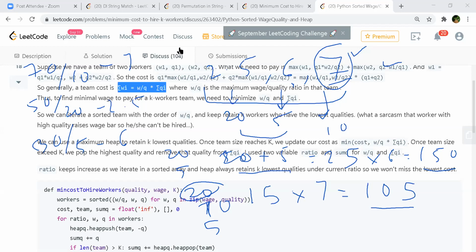Total quality, I didn't get what you mean. In the cost expression, this one. Total quality is the summation of Qi. Okay, got it, the sum of all the individual qualities.